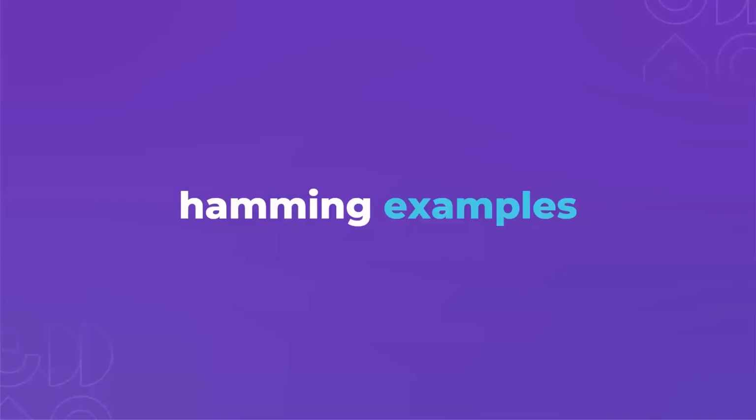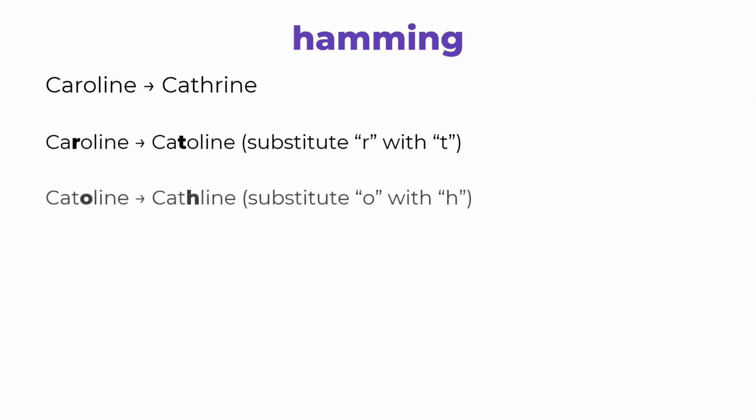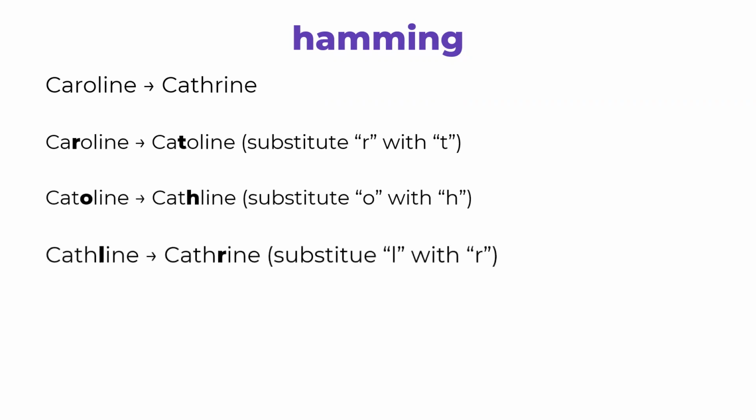So let's look at specific examples for the Hamming function. Here we have two words, Caroline and Catherine. And you can pause the video here and make your best guess as to the amount of substitutions it will take to go from one word to the other. So first we'll be substituting the R with the T. Then we will substitute the O with an H, followed by substituting the L with an R. And now we have the same word with a difference of 3.